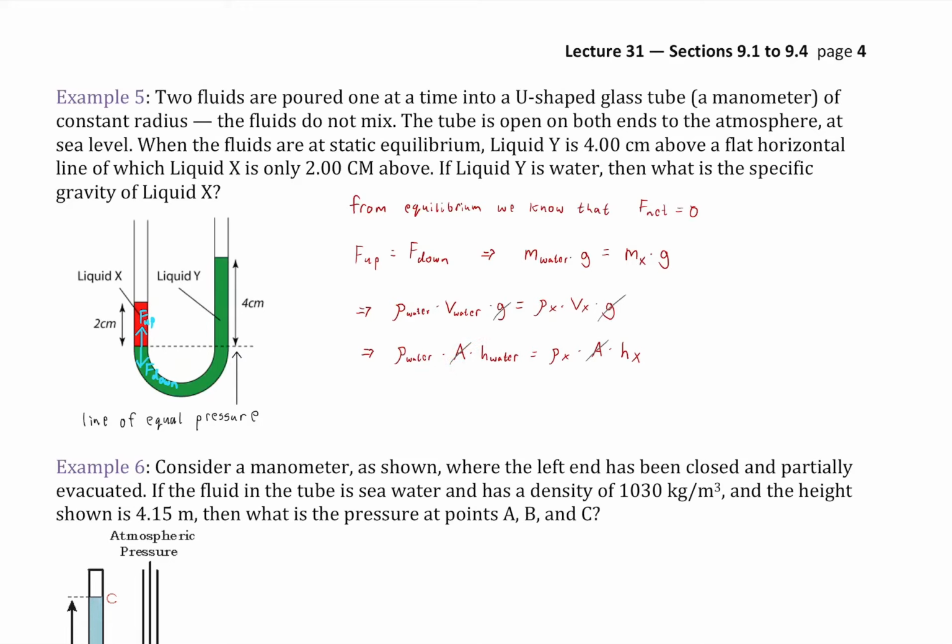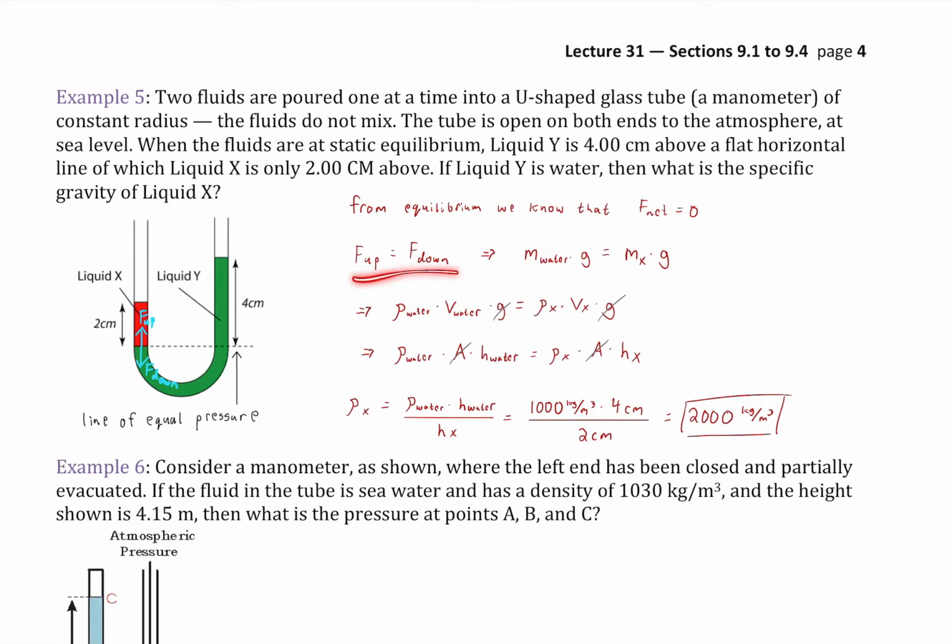And then we're just going to be left with finding the density of our mysterious fluid, which is just going to be the density of water times the height of the water divided by the height of X, which we see then is just going to be the density of water multiplied by 4/2, which is just multiplying by 2. But that makes sense intuitively because this liquid, we only needed 2 centimeters of it to balance 4 centimeters of water. So that means that this liquid is twice as dense as water. Okay? So, very simple result, very intuitive result, but we see where it comes from.